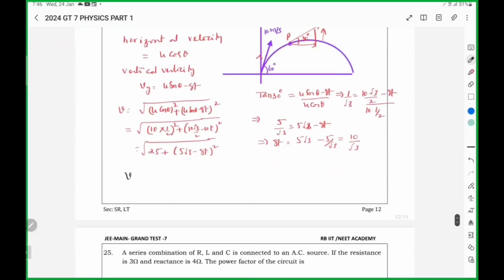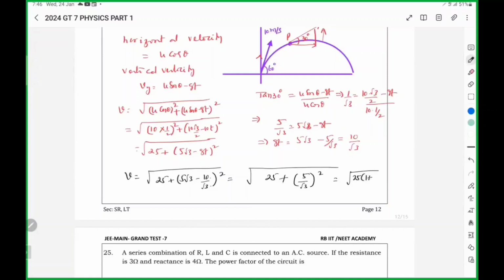Now the resultant velocity becomes, with gt value 10 by root 3, whole square. Horizontal is 25, plus 1 by 3 of 25, so it will be 25 times (1 plus 1 by 3). So 25 into 4 by 3, root of 100 by 3, which is 10 by root 3. So the speed is 10 by root 3 meters per second.